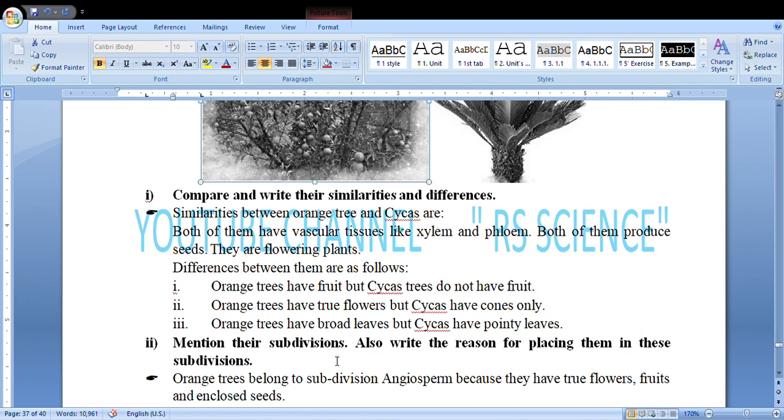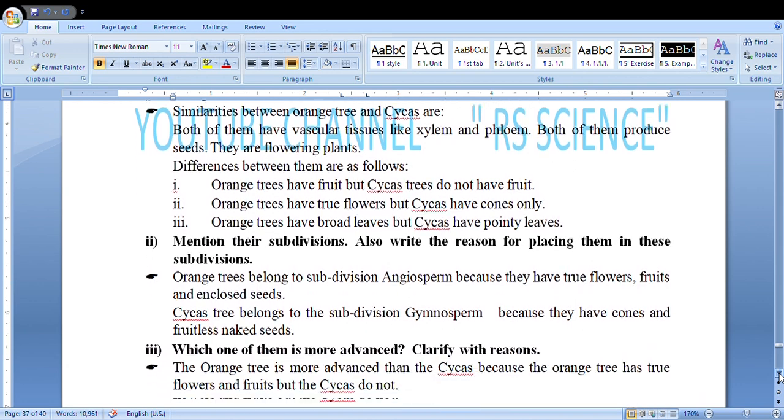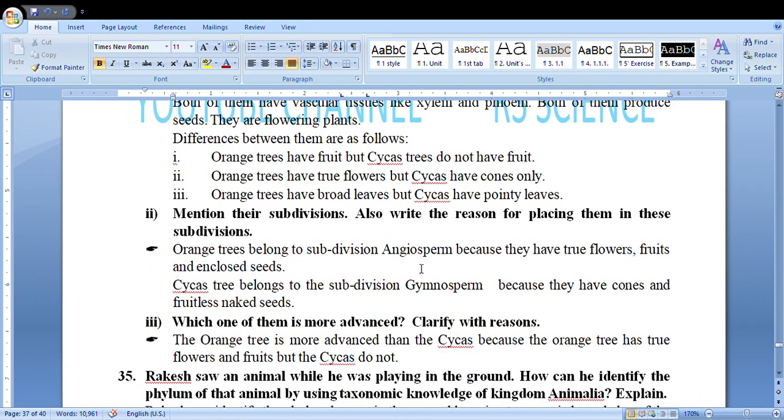Mention their subdivision. Also write the reason for placing them in this subdivision. Orange tree belongs to subdivision angiosperm because it has true flowers, fruits and enclosed seeds. Cycas belongs to subdivision gymnosperm because it has cones and naked seeds.